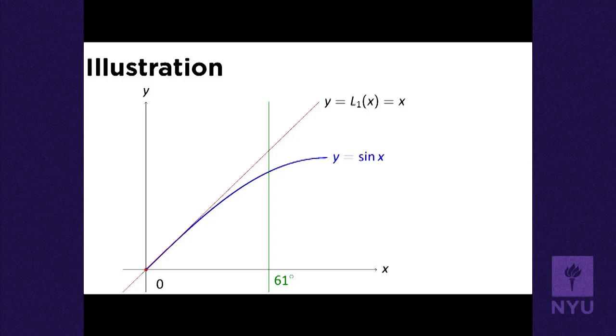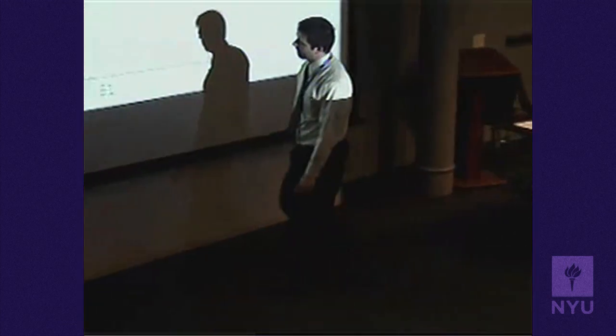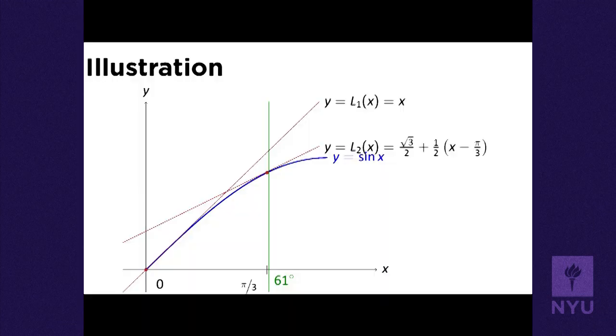Does that look like it's close to the actual sine of 61 degrees? No, it looks pretty far off, right? If you know that sine only gets 1 high, you can see that that's just way too high. So there's a big difference between that approximation to the sine of 61 degrees and the actual sine of 61 degrees. Instead, we'll make a different linear approximation at 60 degrees, which is pi over 3.